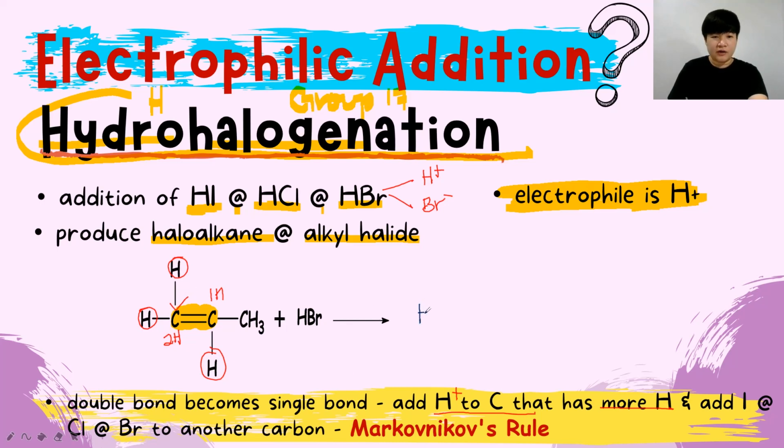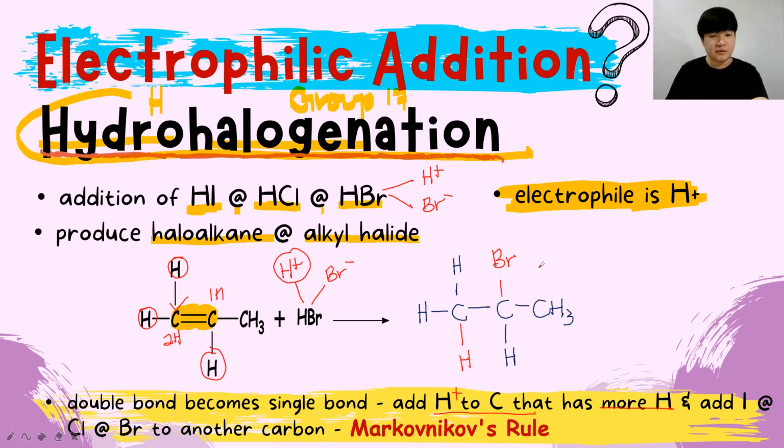And your product will be H. Changing the double bond to single bond. Copy the whole structure, remain the same. New friend added to the carbon that was holding the double bond just now. And your new friend is your electrophile H+ and also your Br-. So your electrophile will be going into the carbon that has more hydrogen first. And then you have your Br-. Simple, easy. We are adding in H and Br because we are using HBr.